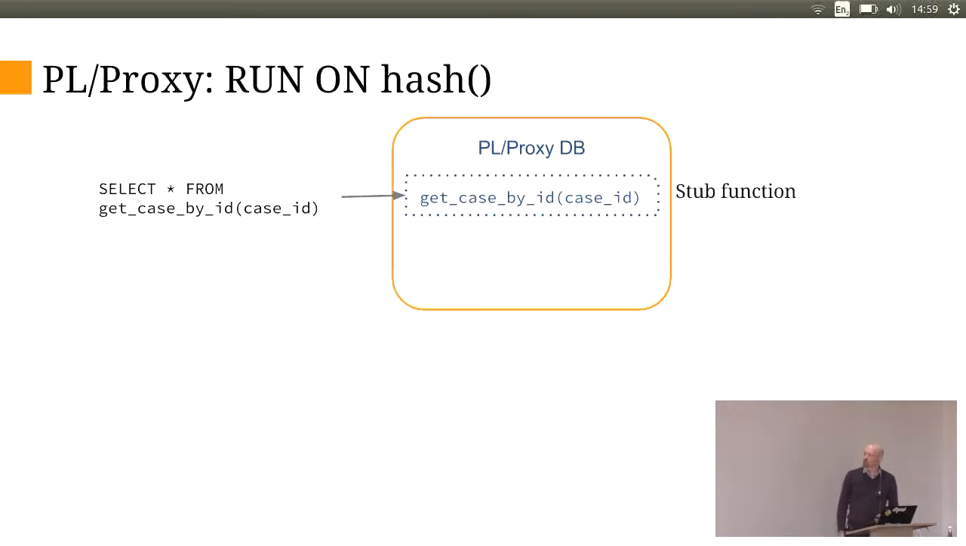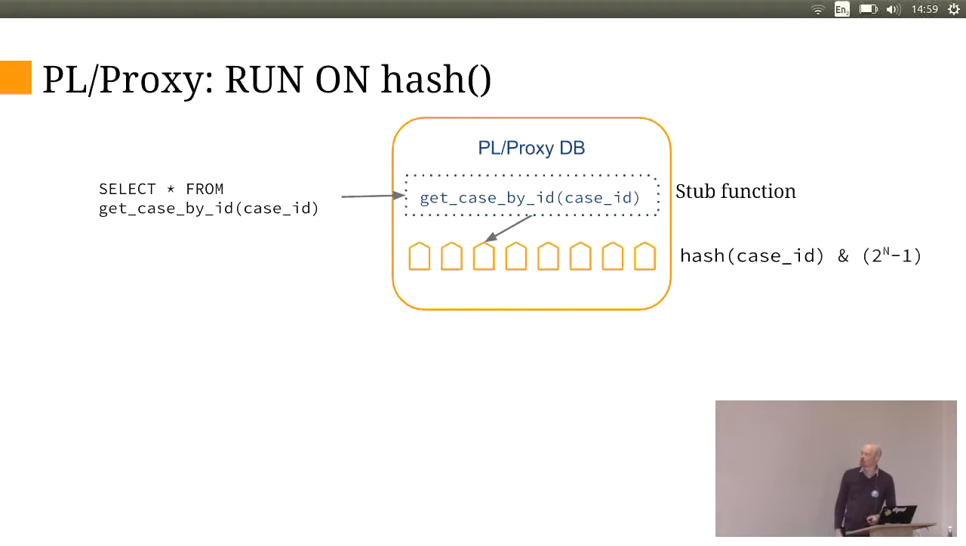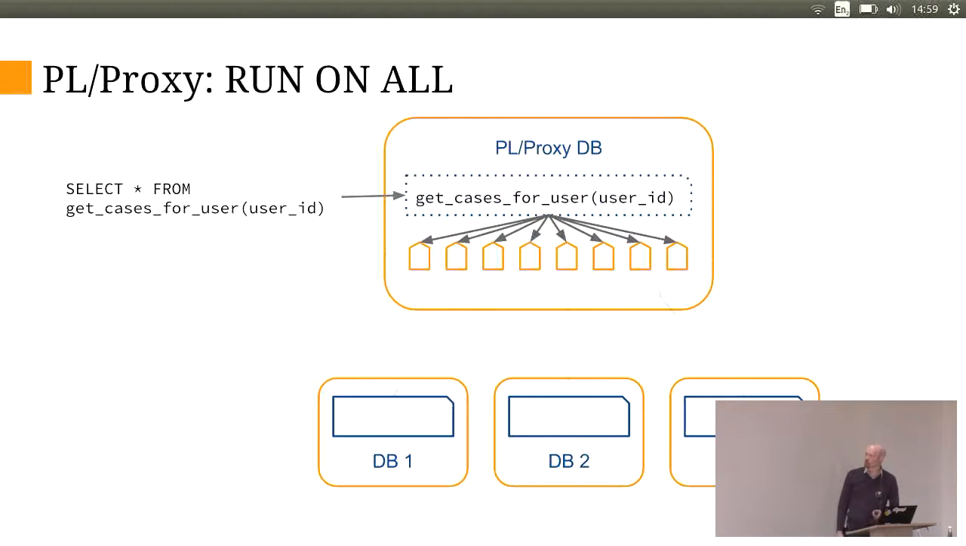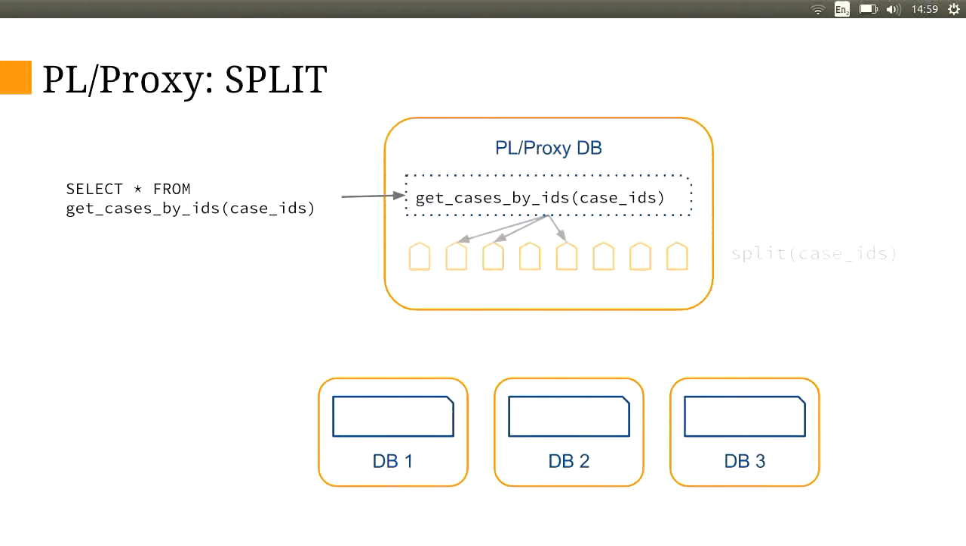There are a couple of ways that this works. If you want to get something by its hashed ID, like cases are hashed by the ID, you call a stub function in the ProxyDB, it hashes it to one of the logical shards, and that gets mapped to one of the physical databases. If you're getting something and you don't know which database it's on because you're not using the hash ID, you can just query everything. Or if you're getting multiple objects, you can split up a list and then only query the databases where you know those objects are going to be.